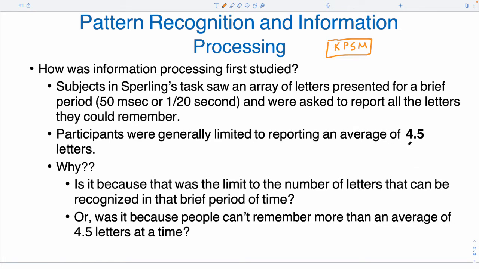Why that limitation, though? There are two possibilities. Is it because that was the limit to the number of letters that can be recognized? In other words, is it a limitation in perception? Or was it because people couldn't remember more than an average of 4.5 letters at a time? Was it a problem with memory? So it could either have been a limitation in perception or a limitation in memory. Based on this by itself, we don't know.